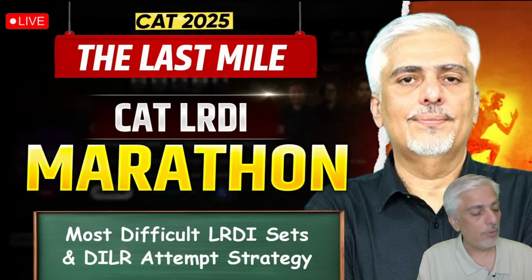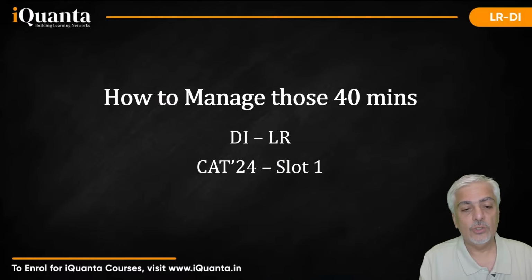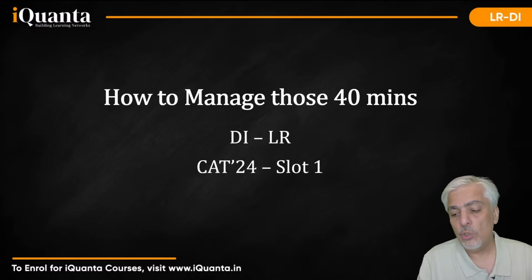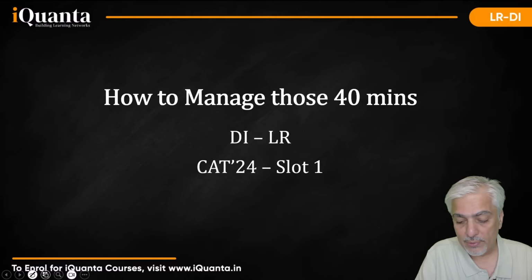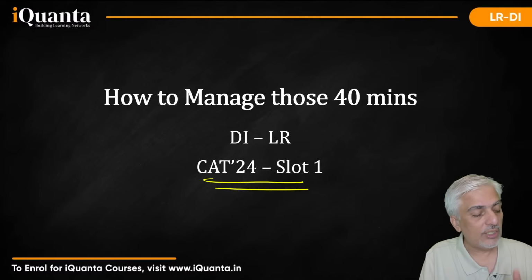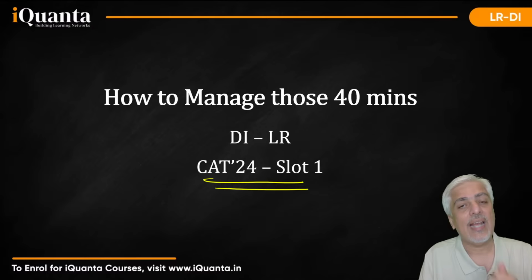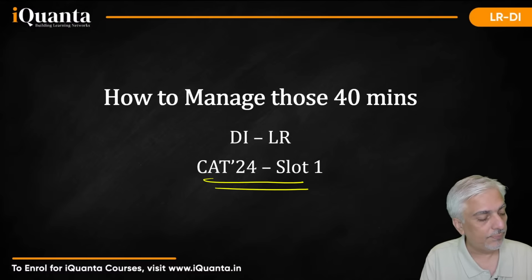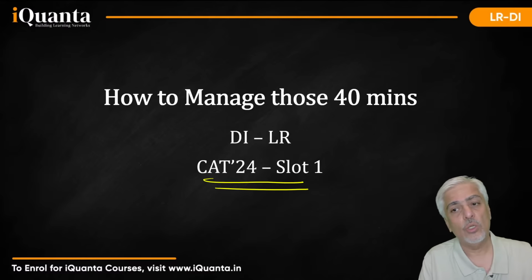So I've more or less already answered the questions by what I wanted to say. My aim today is to explain to you how to manage those 40 minutes in DILR. We are going to look at the CAT 24 slot 1 paper, and we will discuss how you would have attempted it if you were taking that paper. I know you would have seen the sets, so there is always going to be some bias, as I've always said, that last year's papers will always give you some bias. So don't worry. We will be discussing some more sets also after that.